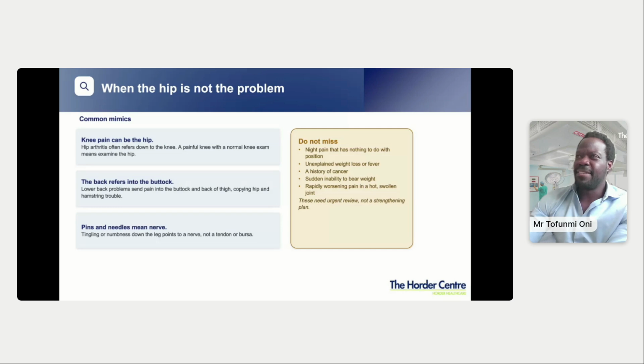Now there's the do not miss, and these are the rarer ones. Night pain has nothing to do with your position. But I would worry if anyone had these sort of pains with unexplained weight loss, a history of cancer, or a sudden inability to weight bear. Often it is more insidious, or a painful hot swollen joint that made people unwell. These are what I would say need urgent review.